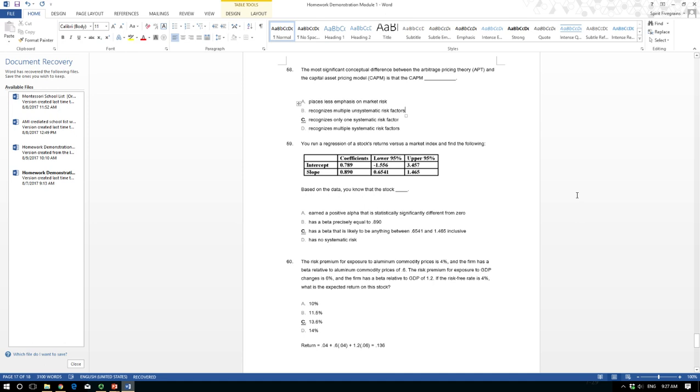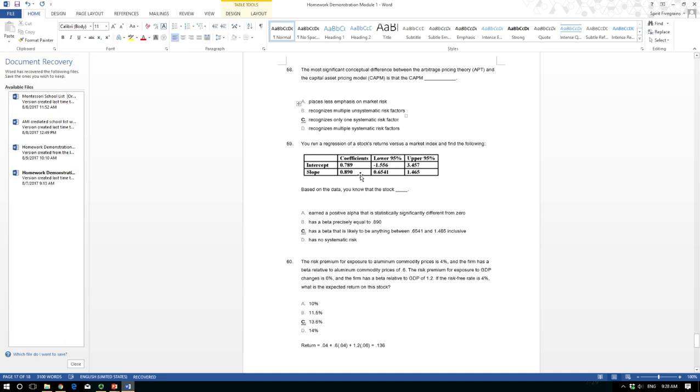Number 59, you run regression. Here is a single market index regression, and you get two coefficients: the intercept and the slope. You want to read this table to interpret the information you get from it, and essentially you want to know what the beta of this stock is. There are six numbers, which one is the beta?